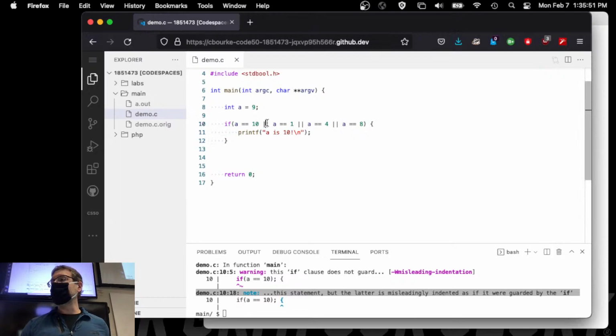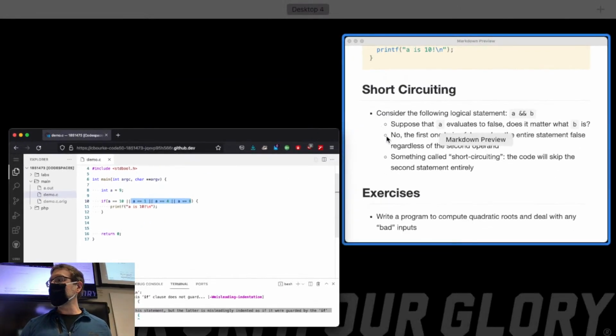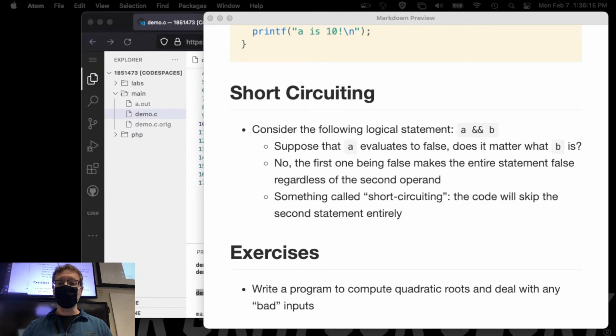If A is 10, or A is 1, or A is 4, or A is 8, right? It's going to go from left to right here, and it's going to start evaluating these things. If A is 10, that's true. These are logical OR statements. So what happens? Does it look at the rest of these statements at all, if the first one happens to be true? No. And that's going to be short-circuiting on the other side.